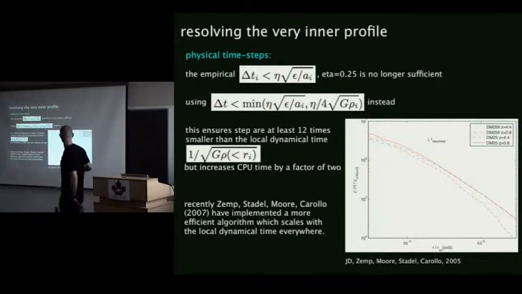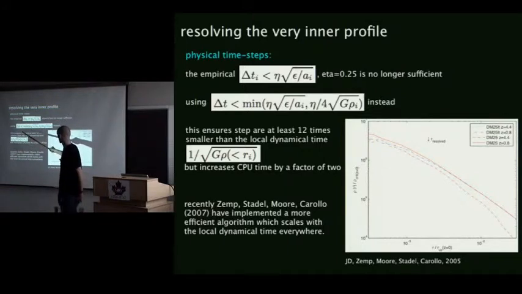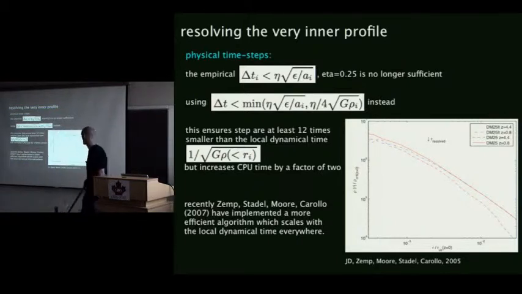In a paper in 2005, we just added a simple switch where in high density regions, we forced the time steps to be smaller. And we actually found a difference. It really allows you to resolve higher densities in these galaxy clusters. And now we actually use something that's really based on the dynamical time. So we got rid of this empirical criterion altogether. And that was implemented by Marcel Zemp about 2 years ago.